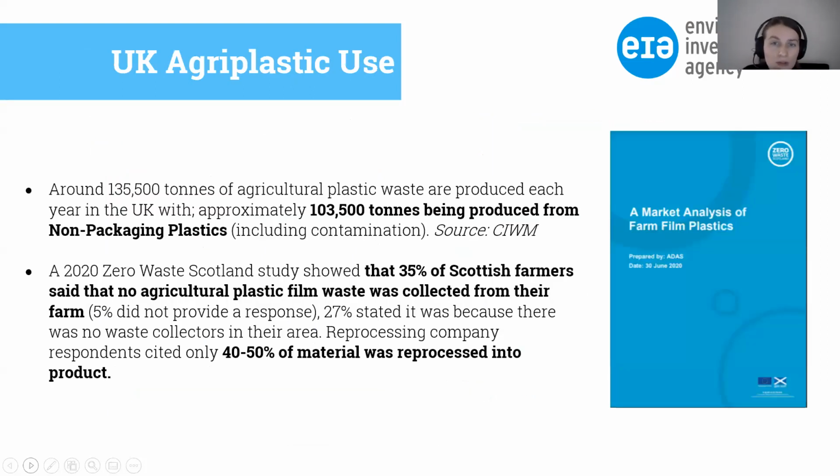So different sources have different estimates when it comes to agroplastic use within the United Kingdom specifically. The Chartered Institution of Waste Management has estimated that around 135,000 tonnes of agricultural plastic waste are produced each year, the majority being non-packaging plastics, including contamination.